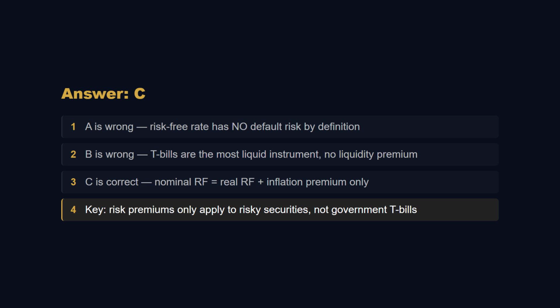C is correct because the only difference between the real and nominal risk-free rate is inflation compensation. The nominal rate is what you see on a T-bill. The real rate is what you earn in purchasing power terms.